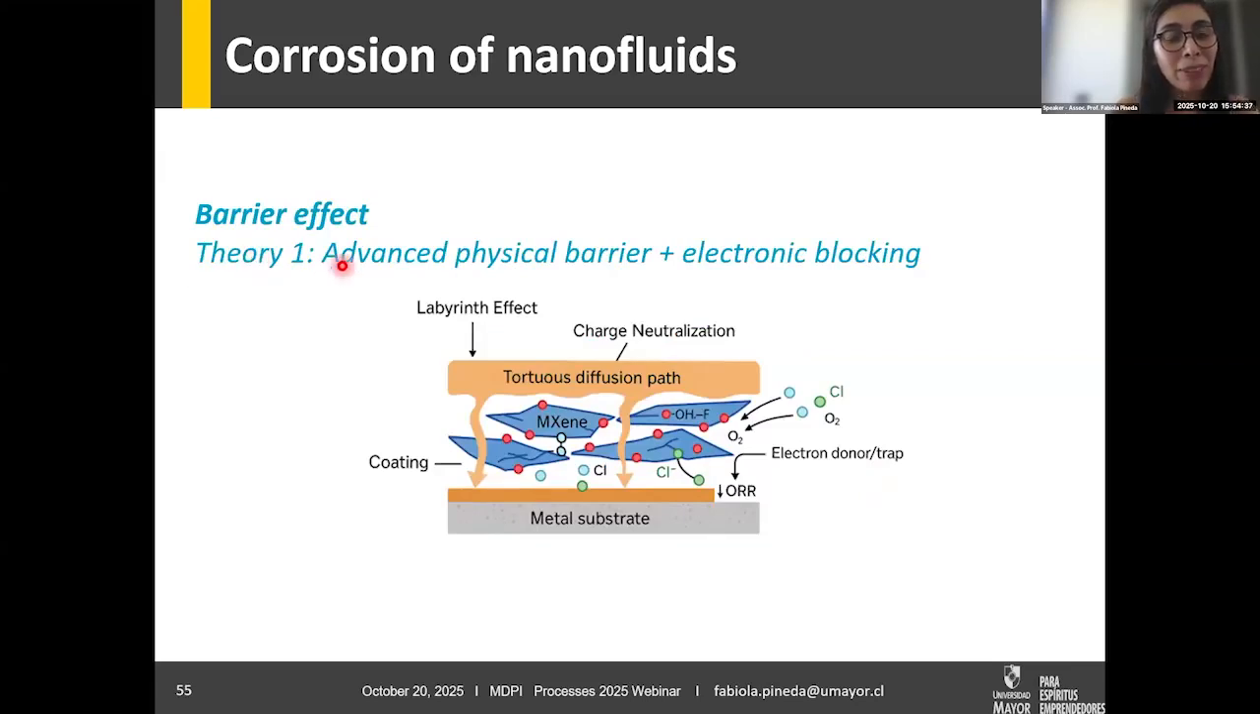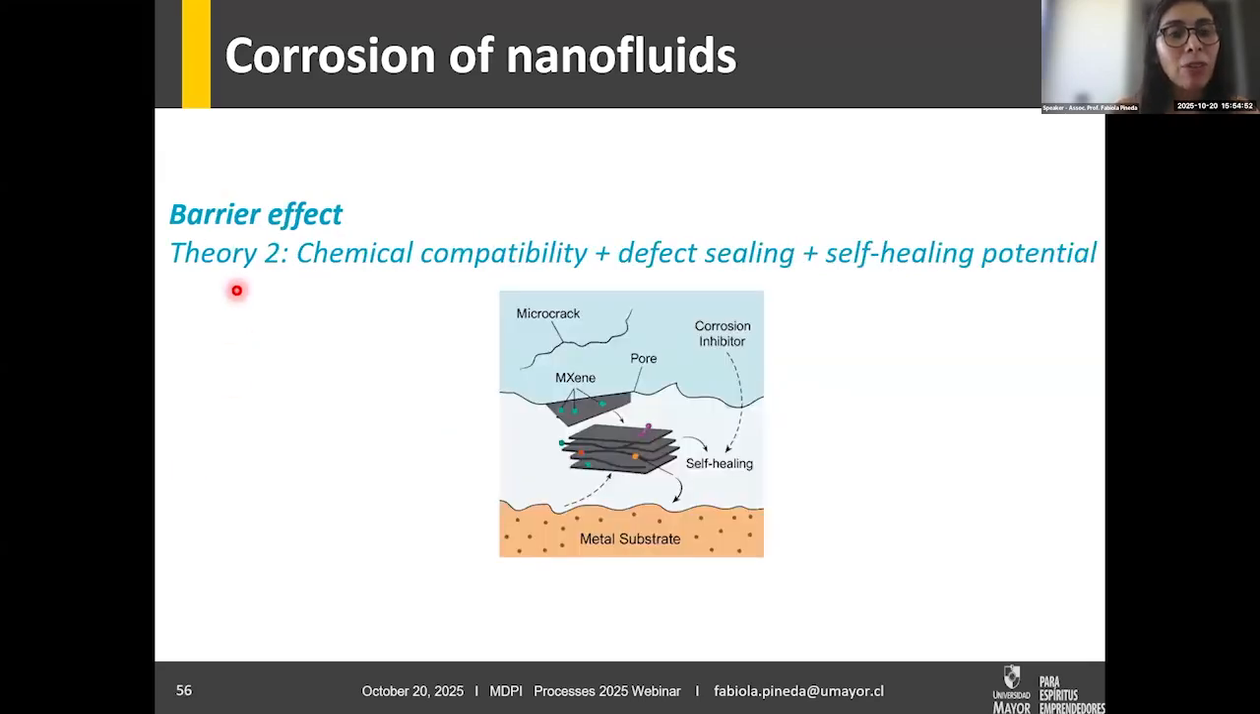And about the barrier effect, we have two theories again. Well, the MXenes can act as a physical barrier and block some electronic reactions so we can avoid corrosion. This image can represent that. The other theory related to barrier effects is that MXene coatings can seal themselves and avoid corrosion over time. So we have very good results, very promising results about this.